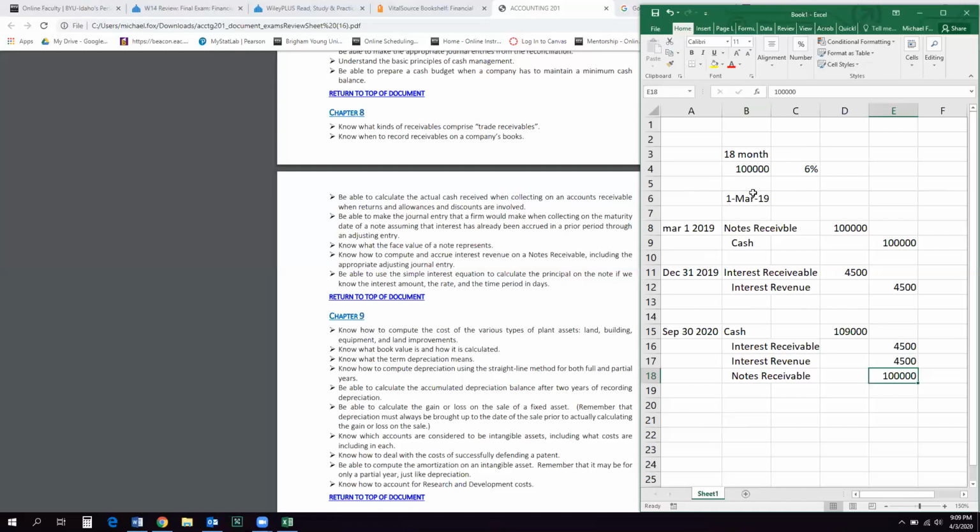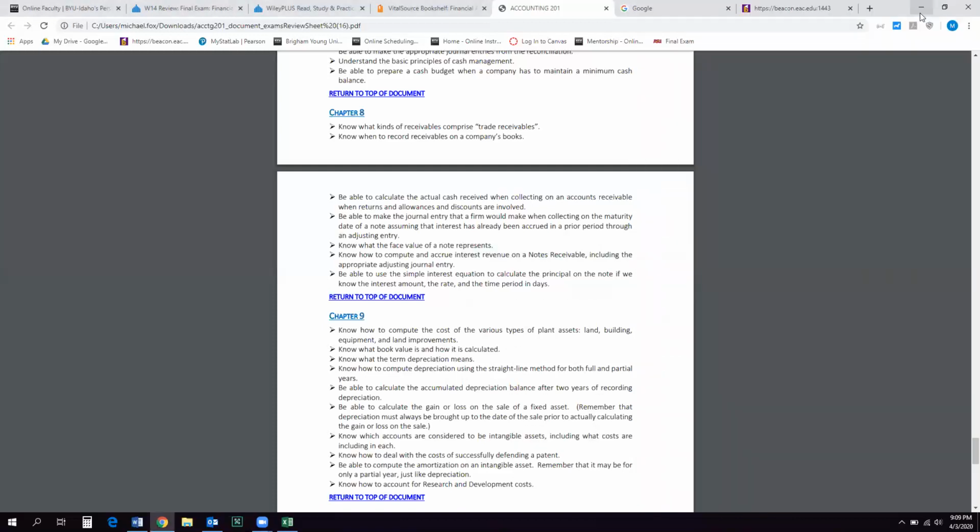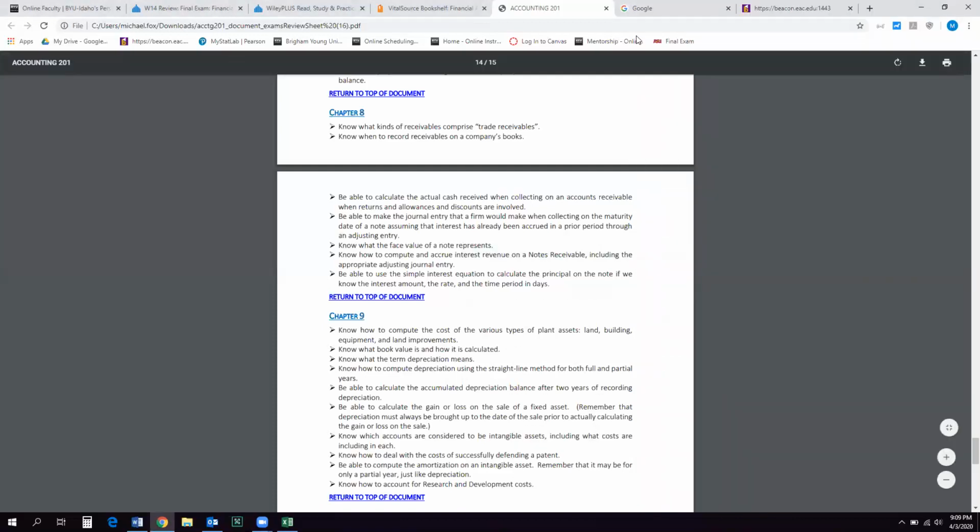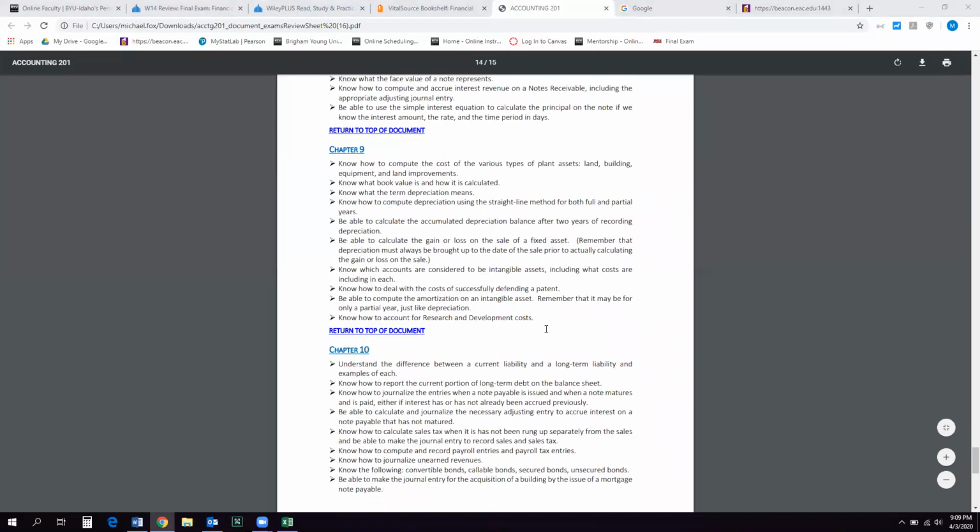So now let's take a look at chapter 9. Sorry, I'm having a hard time. My Zoom controls were blocking me from being able to close out or minimize my Excel spreadsheet here. All right, chapter 9.